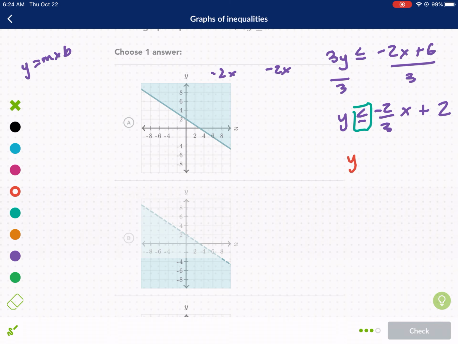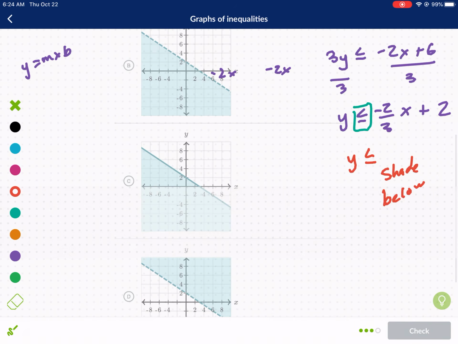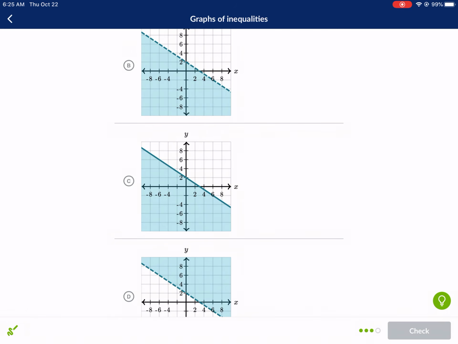Because it's y is less than or equal to, we shade below. Okay, let me review what that looks like. I'm going to go down to the correct answer, C here. We already know it's C. But we pick a point, our y-intercept preferably, and then we pick a point below that on the y-axis right there, and we know we're going to shade all these points below that line that are on the same side. So we shade below. Option C is our guy.